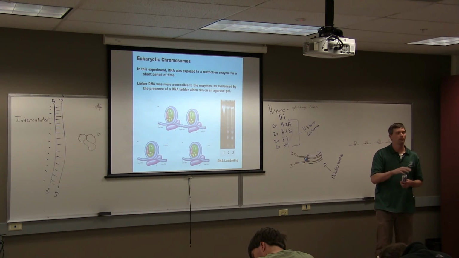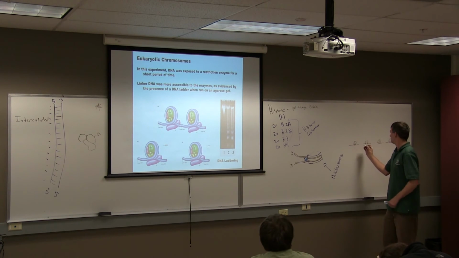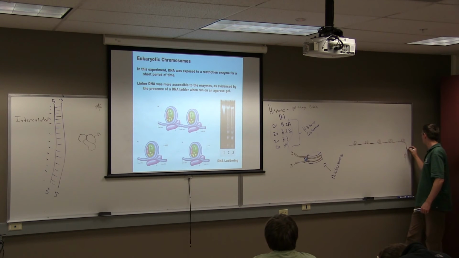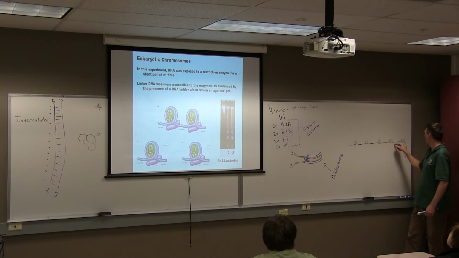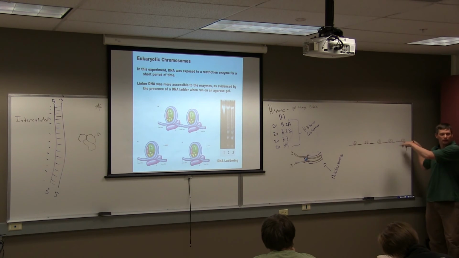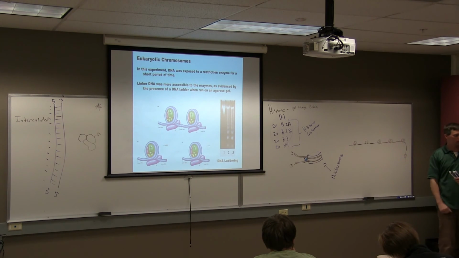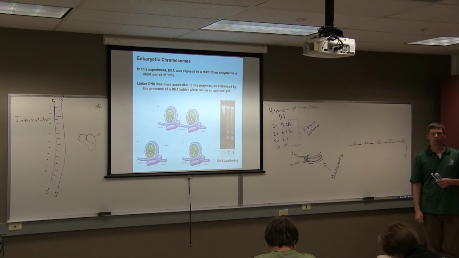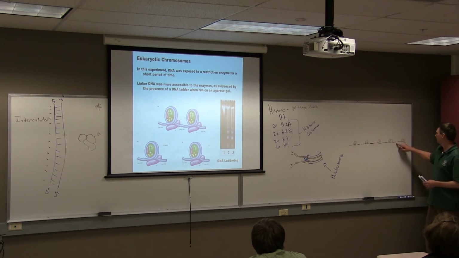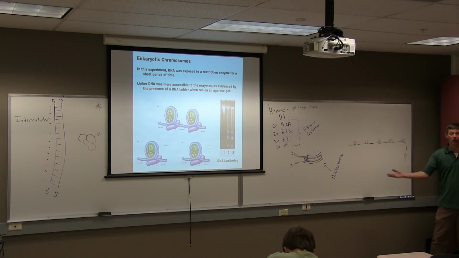Let's do something a little different though. In this case, instead of an hour for it to cut everything, let's add the restriction enzyme and let it sit in the tube for 1 minute, and then we'll heat the tube up and destroy the enzyme. In 1 minute, that enzyme might cut here and cut here. And that's all it has time to cut. It didn't have time to find the other spots.